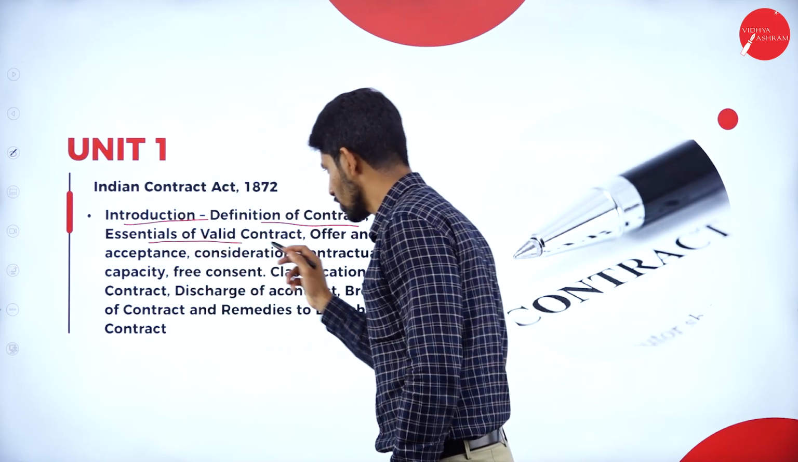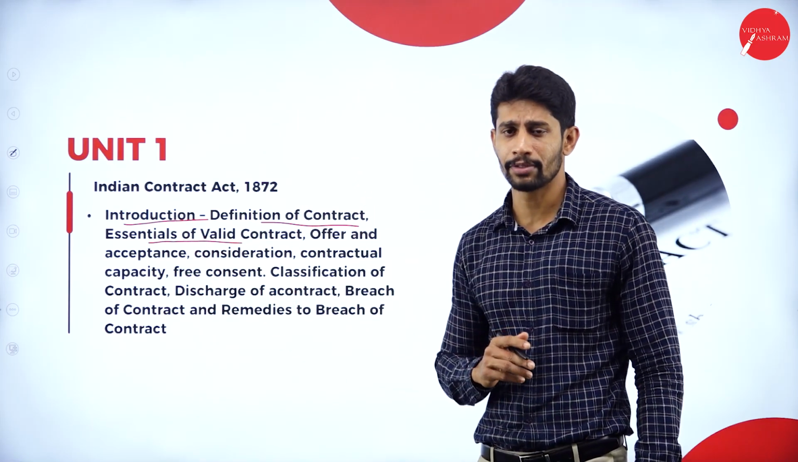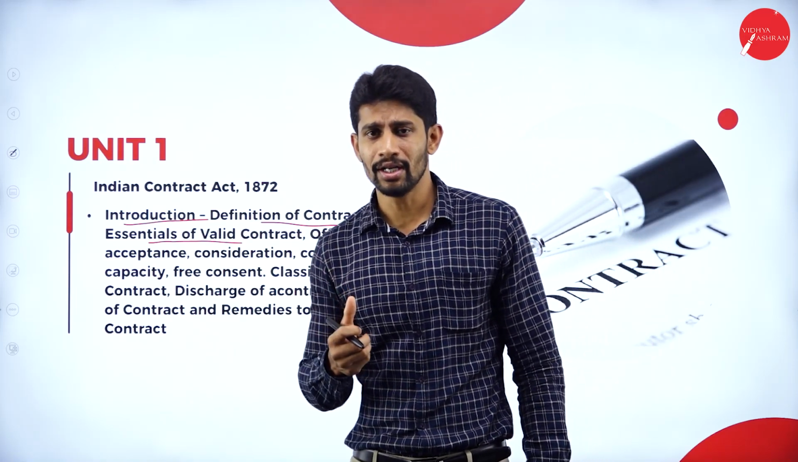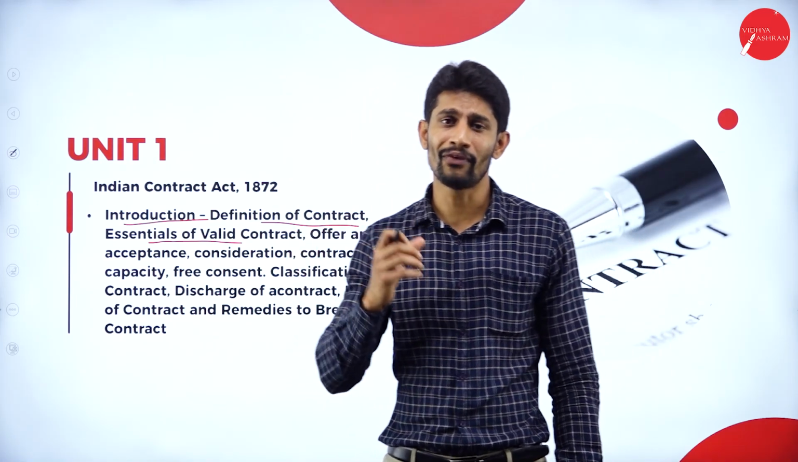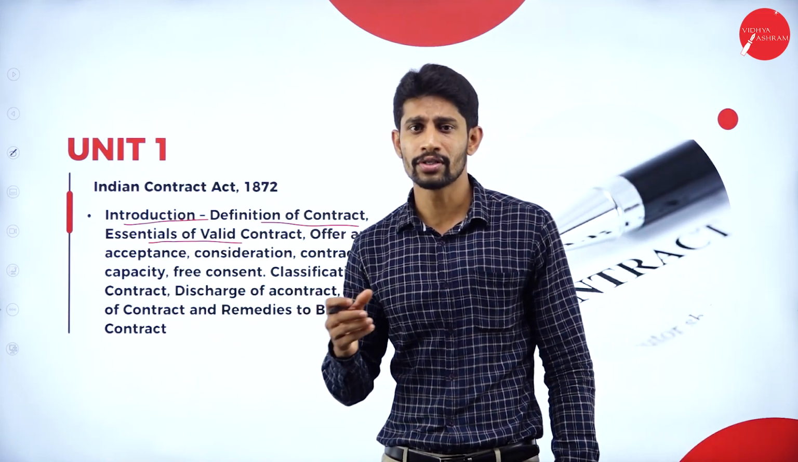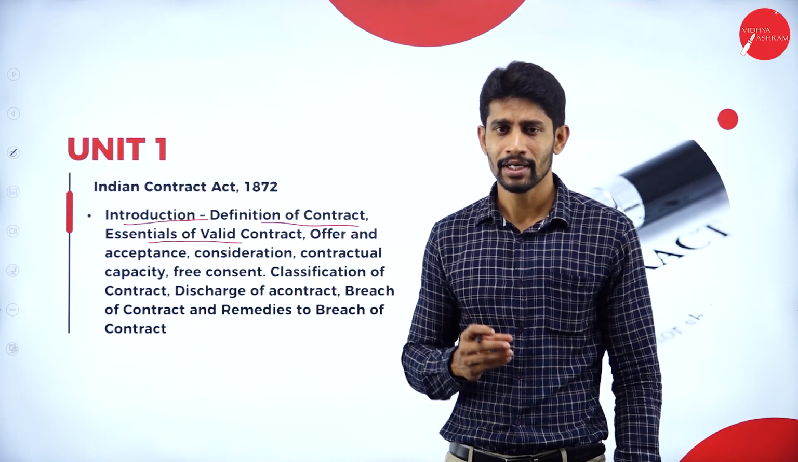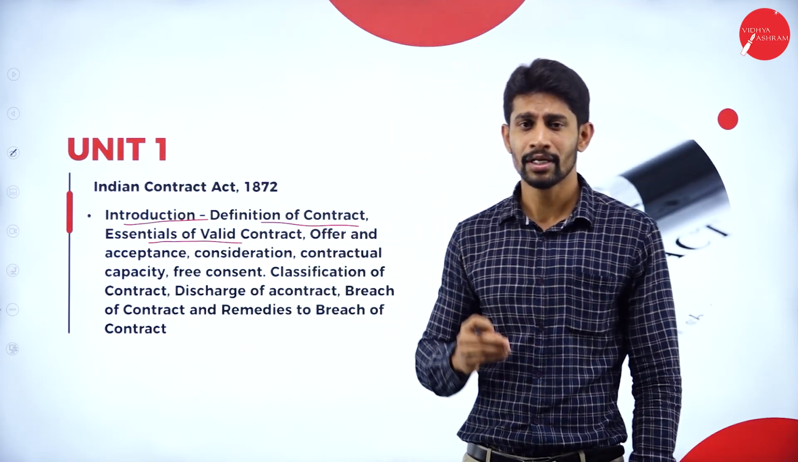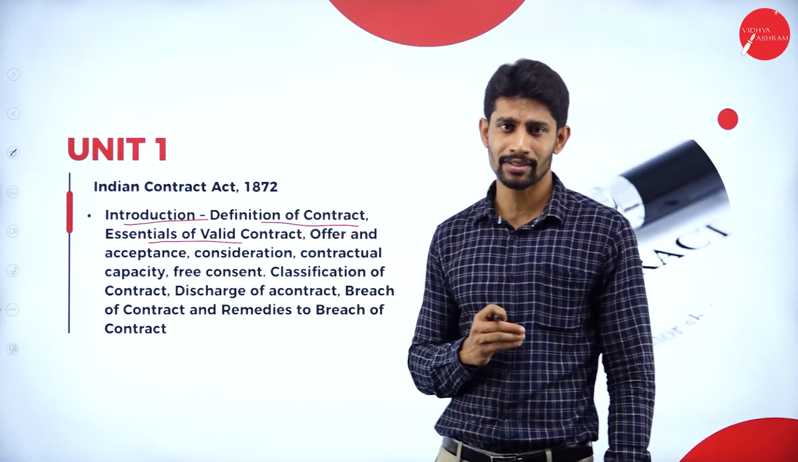Next, essentials of a valid contract. That means what is required for a valid contract. If you want to get into a contract, what is required? Two parties are required. There should be legal formalities, right? There should be an agreement. There should be consent between the parties, right?